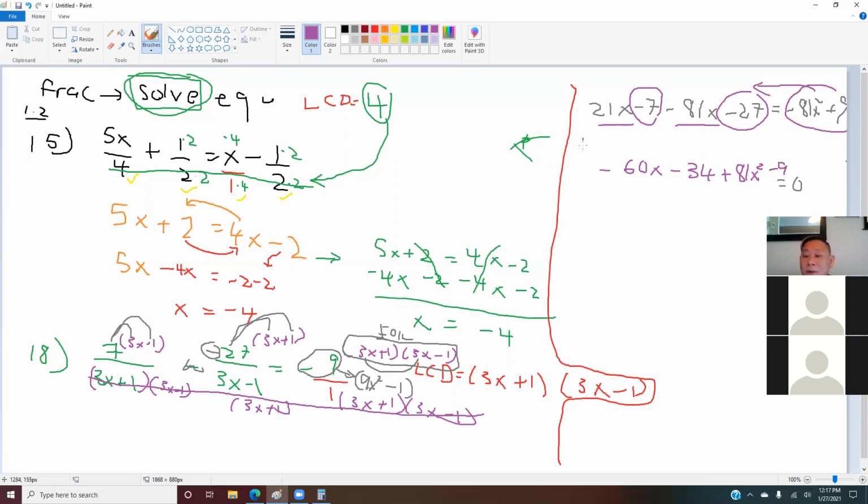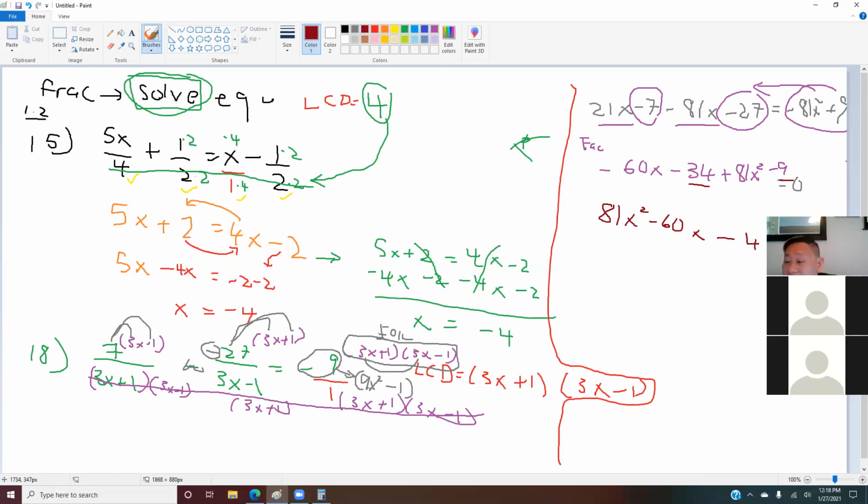And you have to factor in this case. But again, early on in this class, when you factor, you have to arrange this in standard form. So the 81x squared will come first, followed by negative 60x. And then negative 34 minus 9 is negative 43, which is not good.